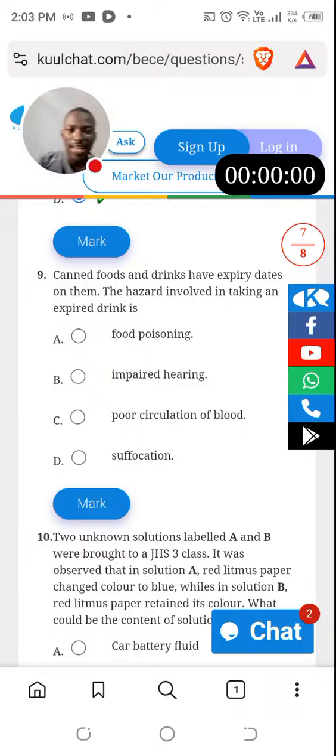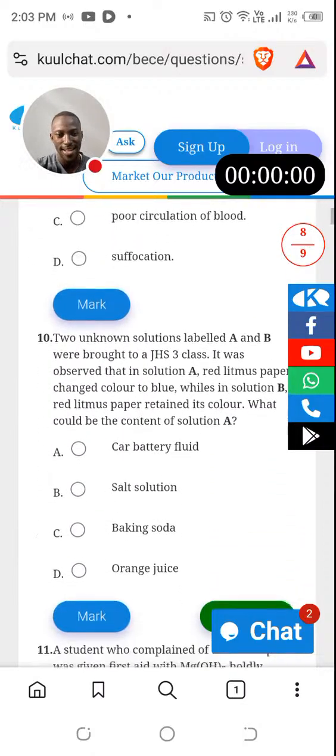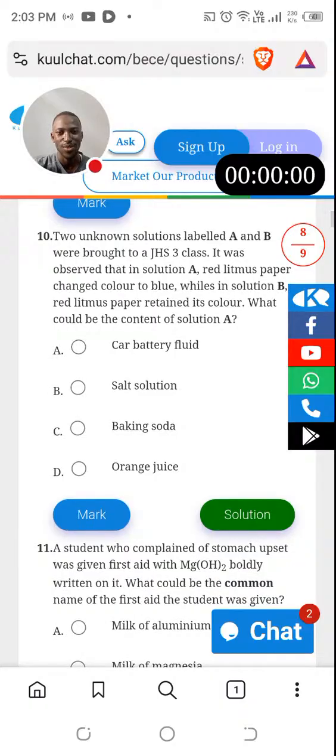Canned foods and drinks have expiring dates on them. The hazard involved in taking an expired drink is food poisoning, impaired hearing, poor circulation. Oh, of course, this is food poisoning. Yeah, food poisoning. This question is a no-brainer. Question 10.